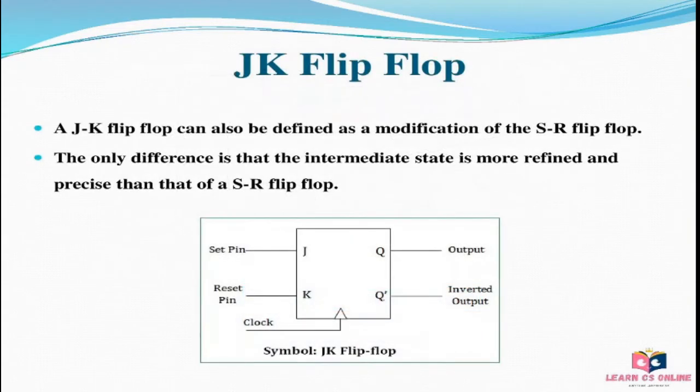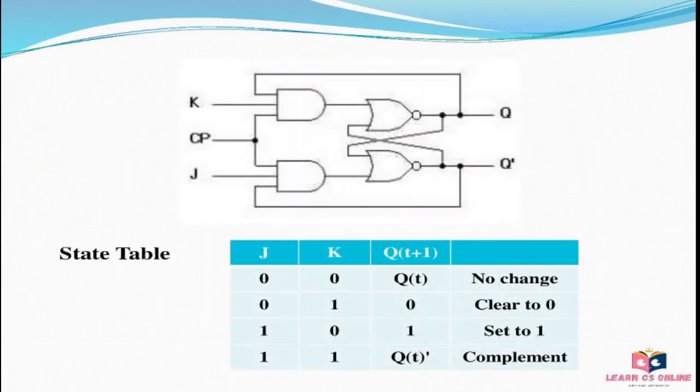Next is JK flip-flop. A JK flip-flop is the modification of the SR flip-flop. The only difference is that the indeterminate state is more refined and precise than that of a SR flip-flop. The symbol for JK flip-flop is shown here. The behavior of inputs J and K is same as the S and R input of the SR flip-flop. The letter J stands for set and the letter K stands for clear.